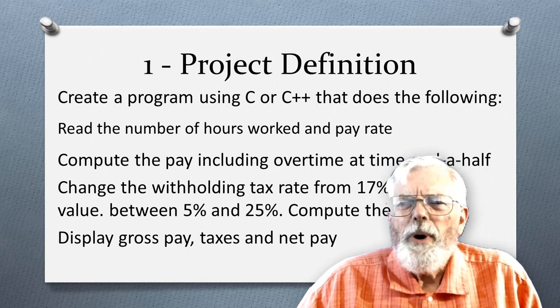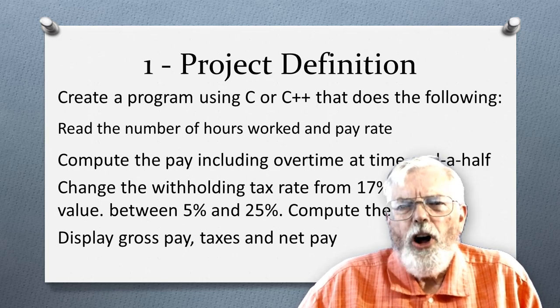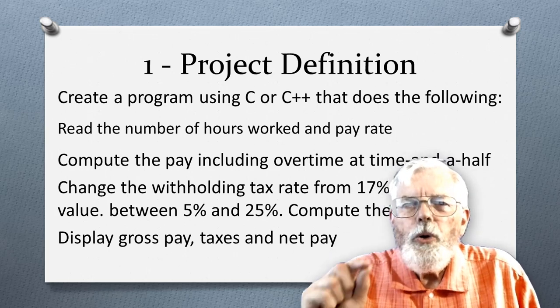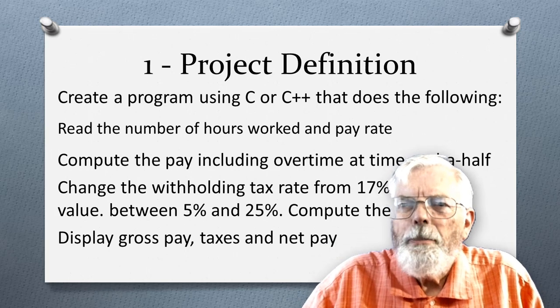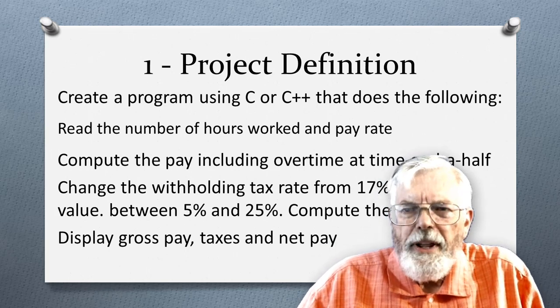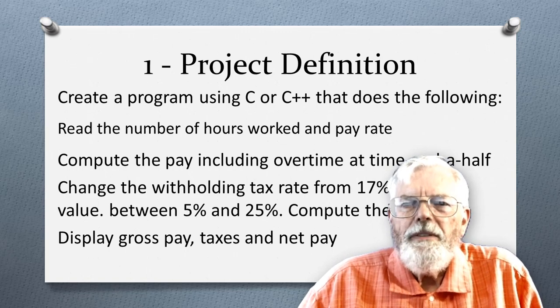When you create the program, use a different value for the tax rate as long as it's between 5% and 25%. Even if you are really smart and know how to pay no income tax, the tax withheld for this project must be between 5% and 25%.